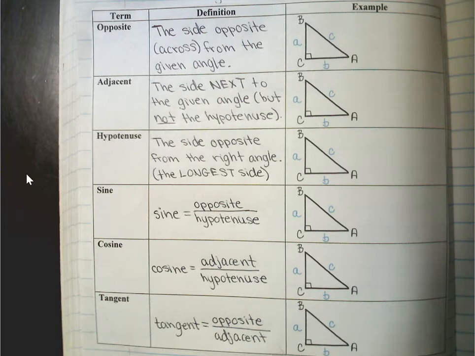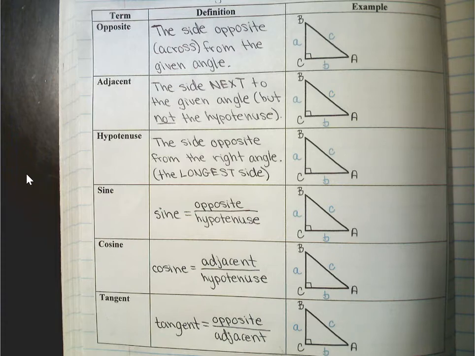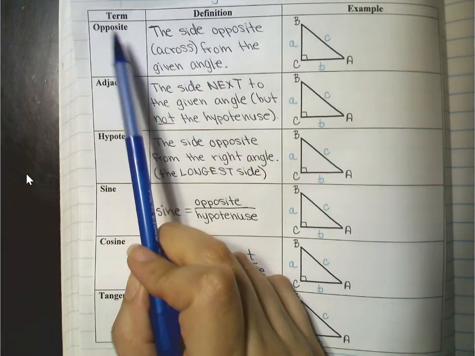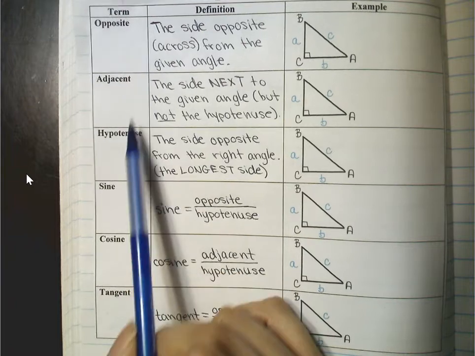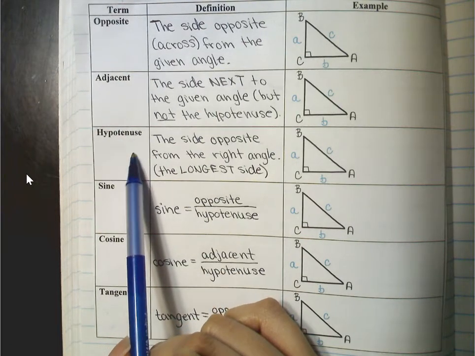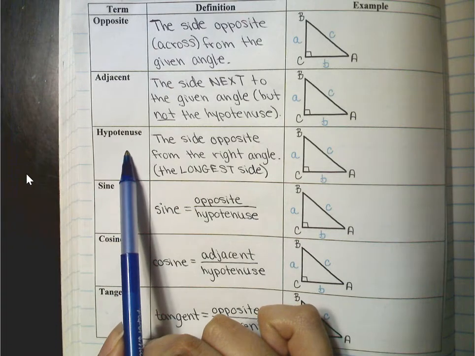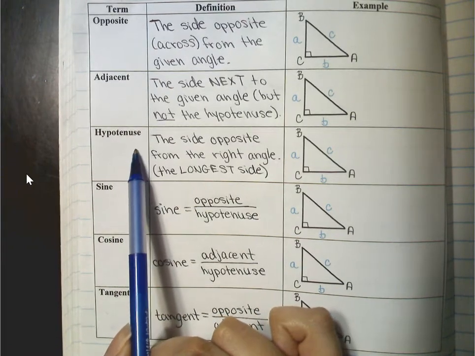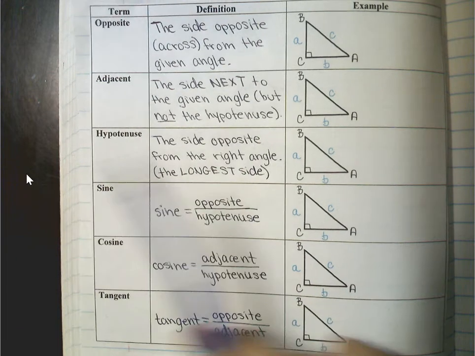Alright, so we have three different sides in a triangle, and for trigonometry we label those sides as one side is opposite, one side is adjacent, and one side is the hypotenuse. So the hypotenuse you are already familiar with. It is the longest side of the triangle. It is the side that is opposite or across from the right angle.